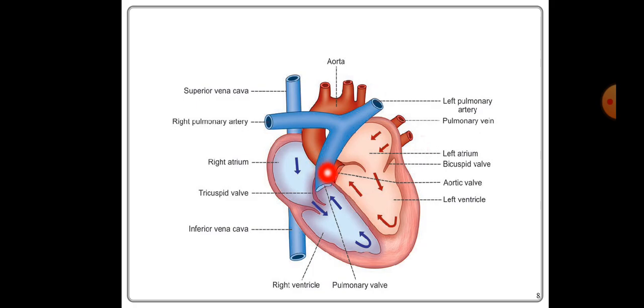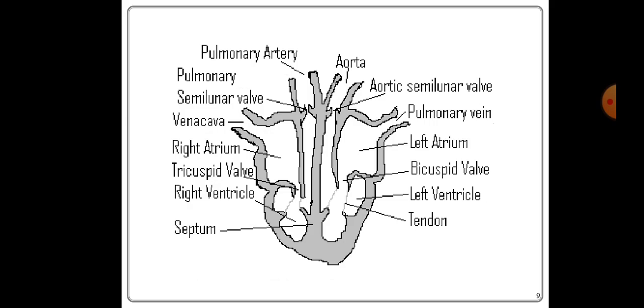So this is the wall that we said separates the heart into two sides, right and left side. So this wall is called the septum. So at this point, I think we are done looking at the diagram of the heart. So this is also another diagram of the heart. So this is the pulmonary vein, the blood coming from the lungs. It enters the left atrium. Here, this is the bicuspid valve or mitral valve.